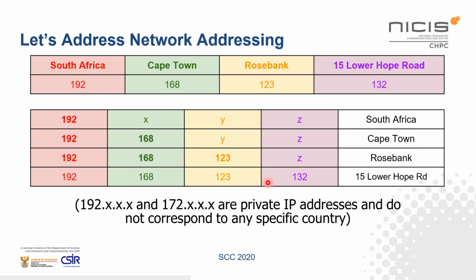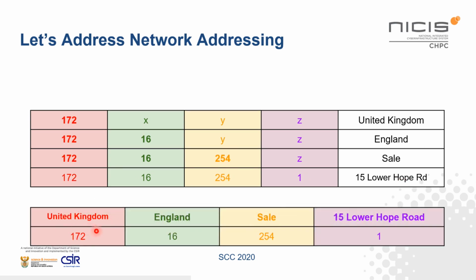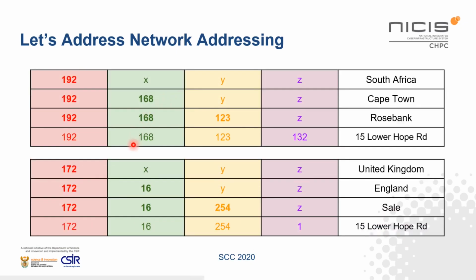192.168.123 would be Rosebank, and then if we have the final part, the host ID, we'd know even the building number. Likewise for the United Kingdom, 172 would be the UK, 172.16 would be England, 172.16.254 would be Sale. Having a side-by-side comparison here shows how the bottom line of each table has a conflicting address name, but as you broaden the scope, you realize that they are very unique addresses.